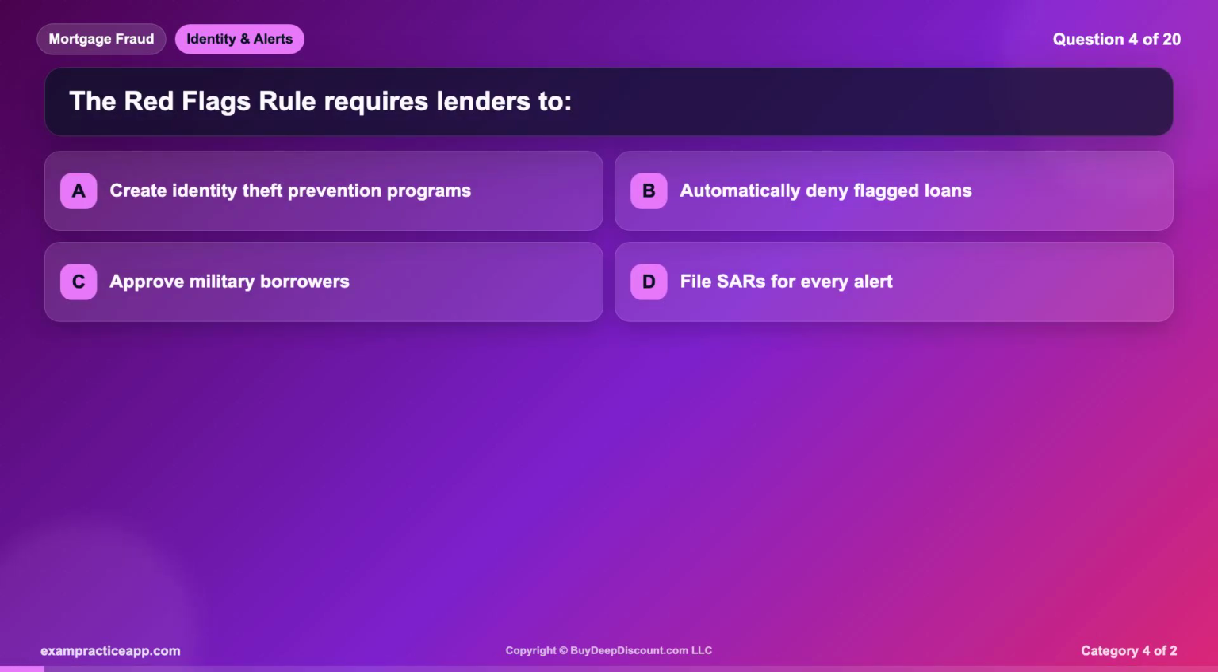Question 4. The red flags rule requires lenders to option A, create identity theft prevention programs, option B, automatically deny flagged loans, option C, approve military borrowers, option D, file SARs for every alert. Take a moment to choose your answer. The correct answer is option A, create identity theft prevention programs. Explanation: Lenders must implement written programs to detect identity theft.